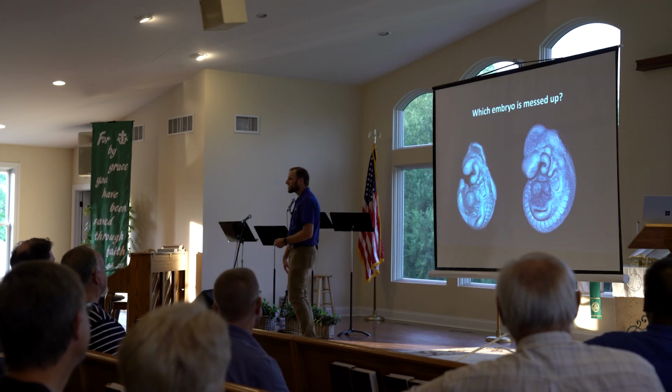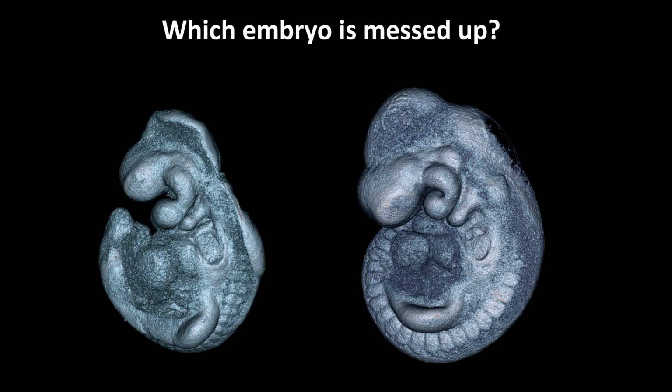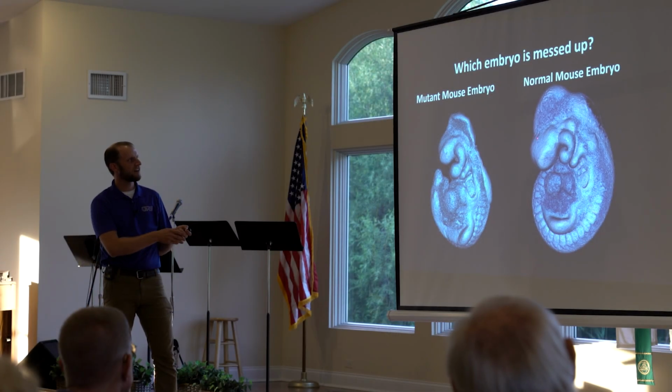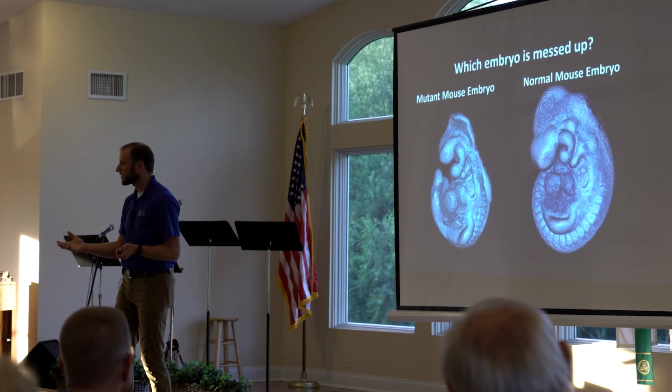All right, so we're about to separate the A's from the B's. The mutant embryo is the one on the left. And let me tell you why. Here in the normal mouse embryo, we have along the back of the embryo this structure called the neural tube. Up here, that neural tube will develop into the brain. On the rest of it, it'll develop into the spinal cord.